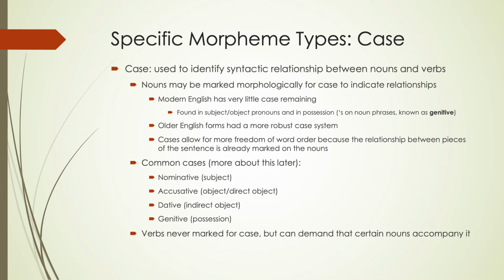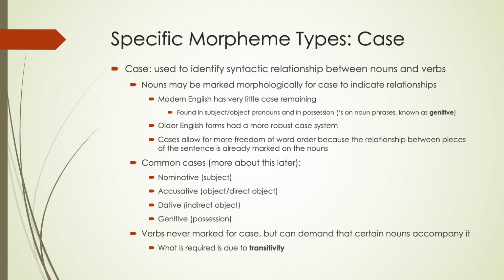The most common cases that we'll see, and the ones that tend to hold through longer in English, are things like nominative case, so our subjects, accusative, which would be an object or more specifically a direct object, dative cases or indirect objects, and then genitive markers for possession. We'll spend a lot more time in the next unit diving into these different cases and looking at examples of them more. Verbs are not marked for case, but they can sort of demand that certain nouns tend to accompany them. So what is required on verbs and what is required for nouns to come with those verbs is due to things like transitivity, which we'll talk about in a moment.